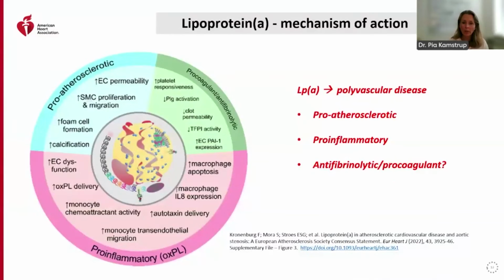Finally, what is known at present about how Lp(a) causes ASCVD, including peripheral artery disease? While it is clear from genetic studies that high Lp(a) is a cause of polyvascular disease and also calcific aortic valve stenosis, the pathophysiology of the Lp(a) particle has not been fully elucidated. Thus, both pro-atherosclerotic, pro-inflammatory, and anti-fibrinolytic or pro-coagulant effects of the particle have been demonstrated as summarized on this slide. It is, however, unclear if high Lp(a) in humans directly contributes to thrombosis.